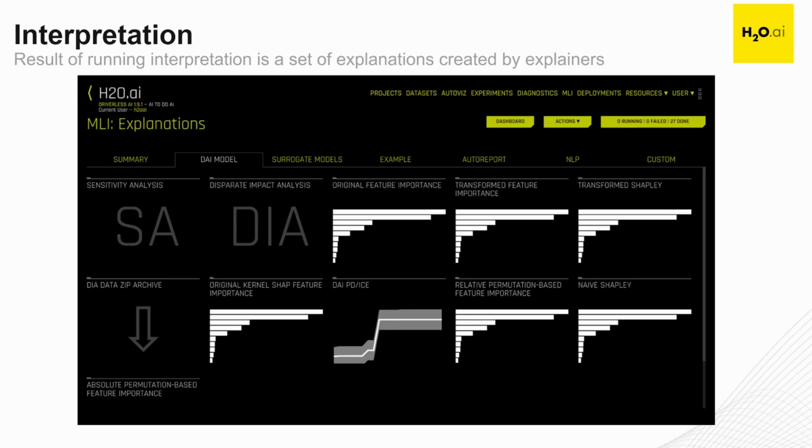This is an interpretation, just for the terminology. Here you can see what you get in the end when you run that interpretation. You get some summary, which is not visible here, which just provides basic information, like a digest of what was done. Then there are model-related methods. Then there are surrogate models. I will be talking about them later. There is automatic reporting, which basically describes the process of the model creation and how it was constructed.